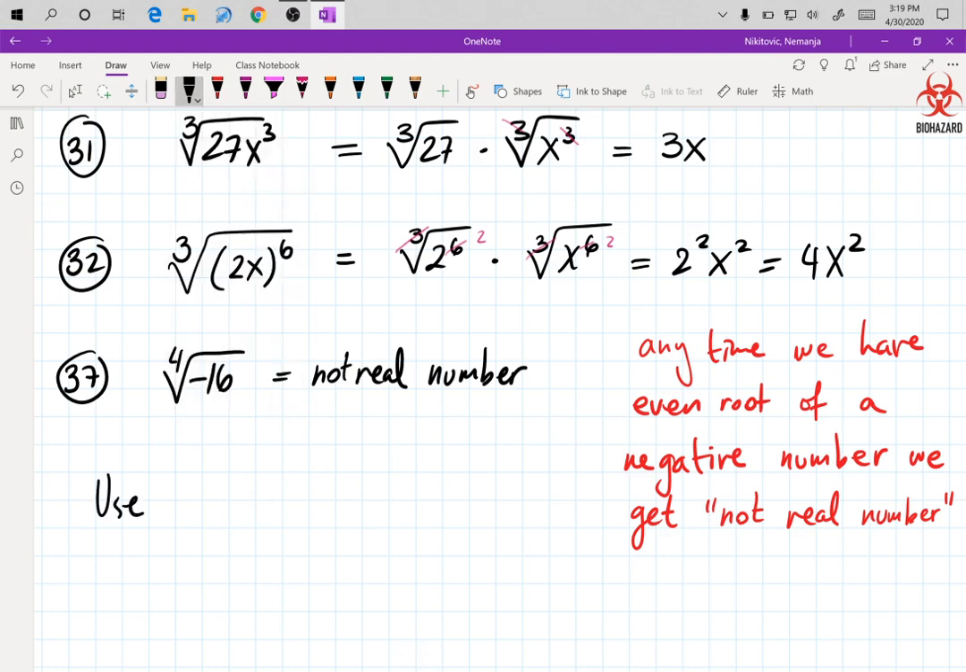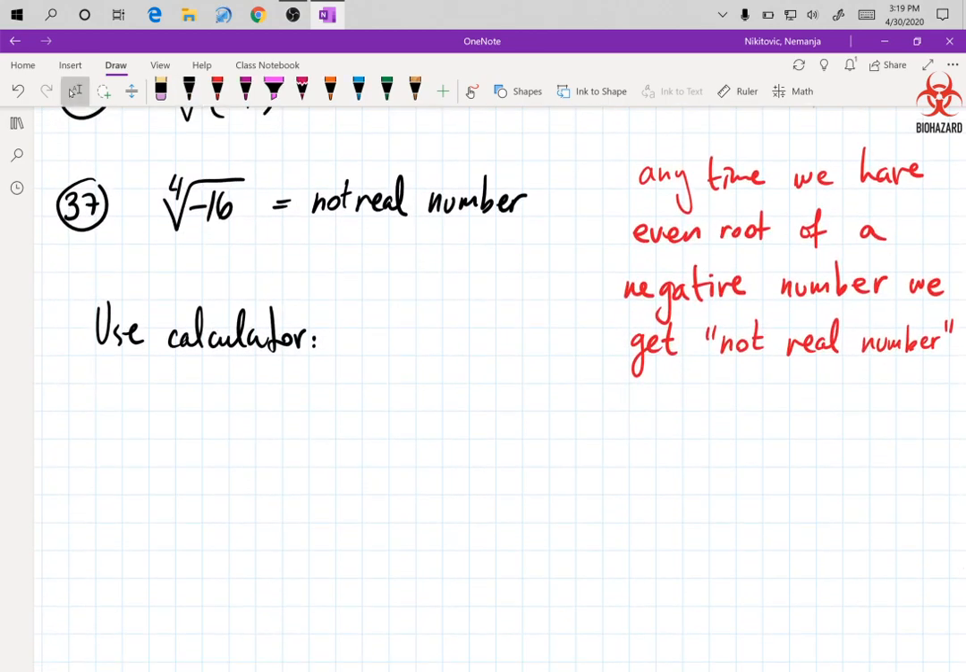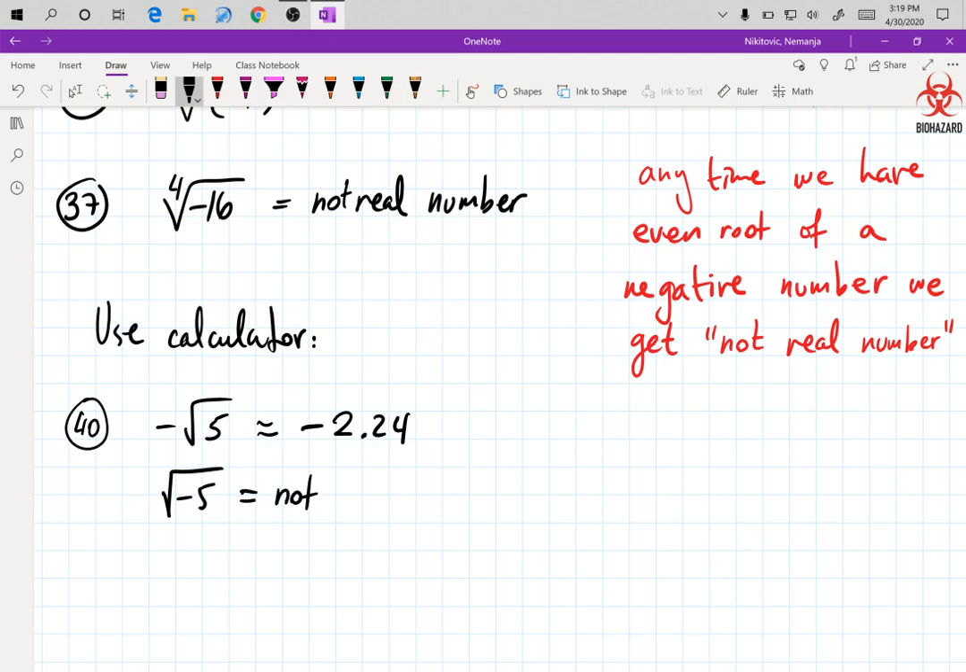Then they say use calculator, and you're supposed to find the square root. Problem 40, negative square root of 5. They say nearest hundredth, that's 2 decimals. So copy the negative and then 2.24. If you do square root of negative 5, then that's not a real number.